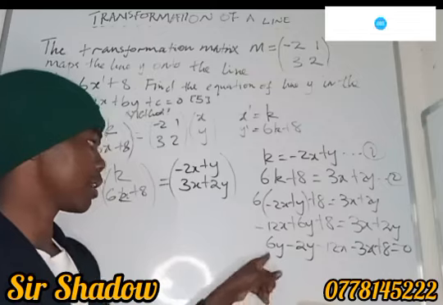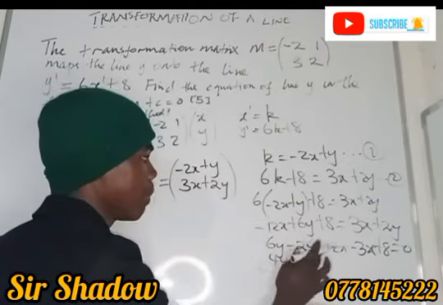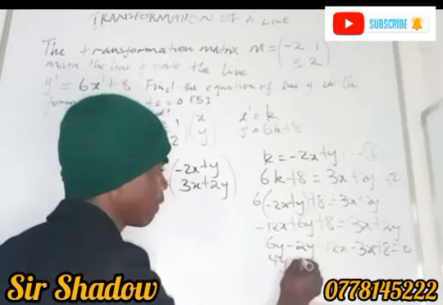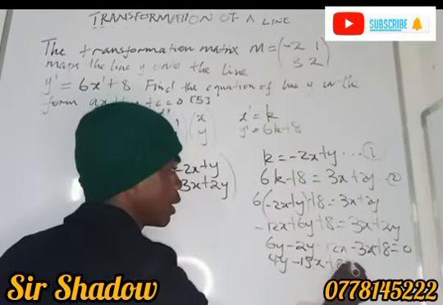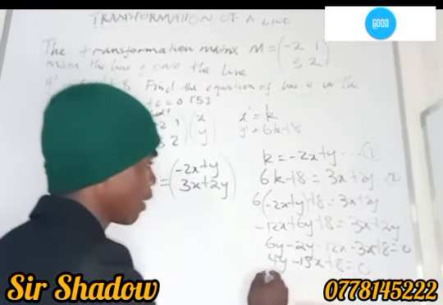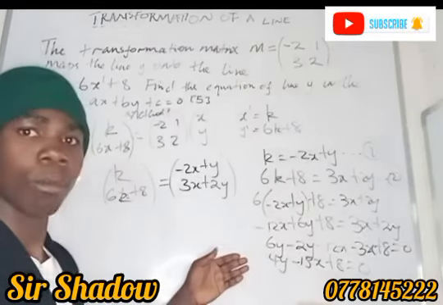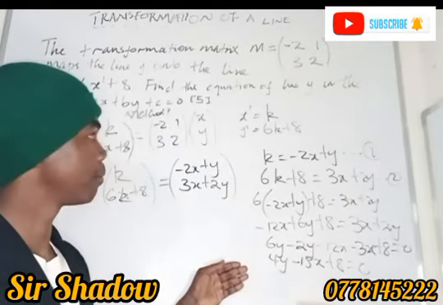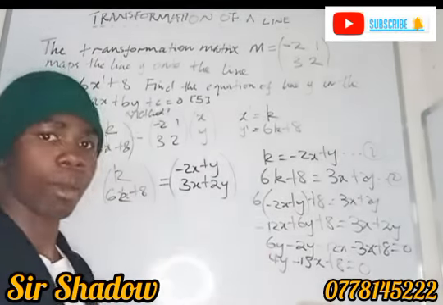Let's now simplify. 6 minus 2, which is 4. Then minus 12x minus 3x, which is minus 15x. Then plus 8 is equal to 0. So this is now the equation of the object. This is how to find the equation of the object using method number 1.